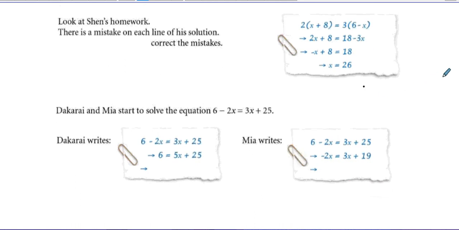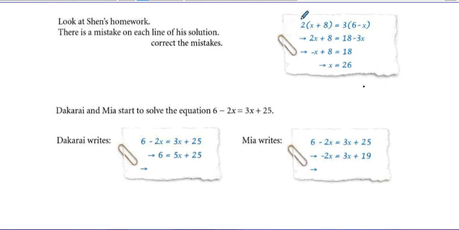Look at Shan's homework. We have the homework given to Shan. Now there is a mistake on each line of his solution. Correct the mistakes, okay? Let us see the homework of Shan. The homework is 2 times (x plus 8) equals 3 times (6 minus x). And this is how Shan did the homework.